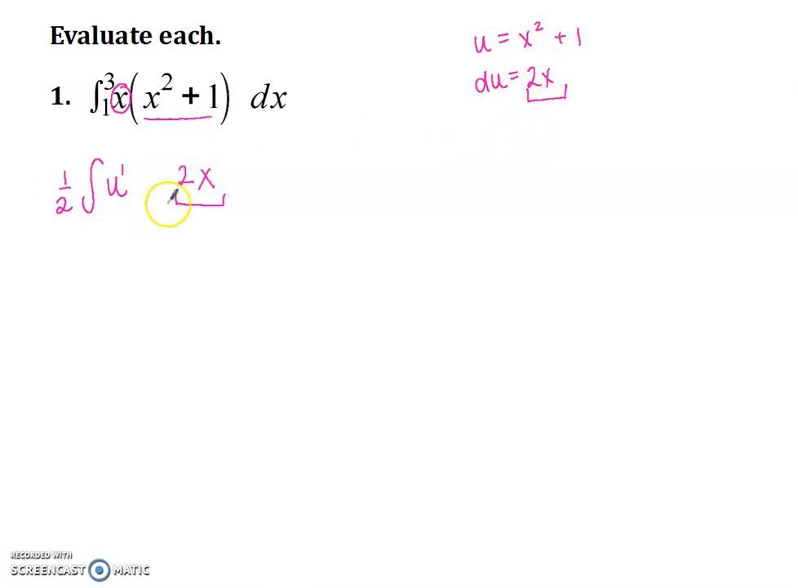Now that I've matched du, this part's just going to go away once we do the antiderivative. And so then from here, it's just going to be our power rule. So add 1, that makes your new exponent 2, divide by 2. So that will be 1/4 u squared. We don't need the plus c for definite integrals. Okay. So then what I'm going to do is put the x squared plus 1 back in.